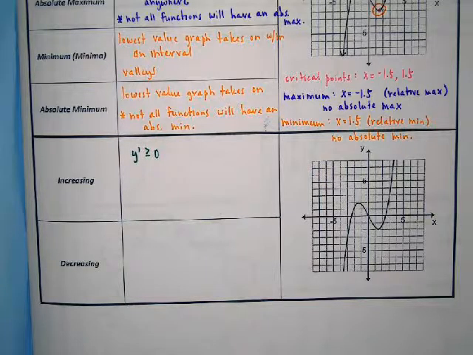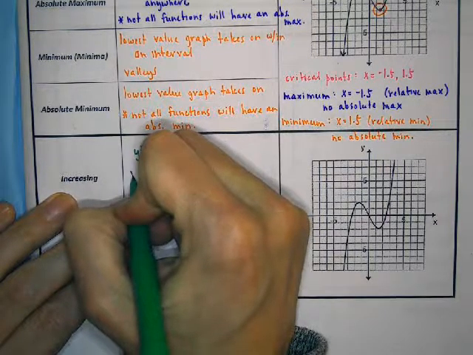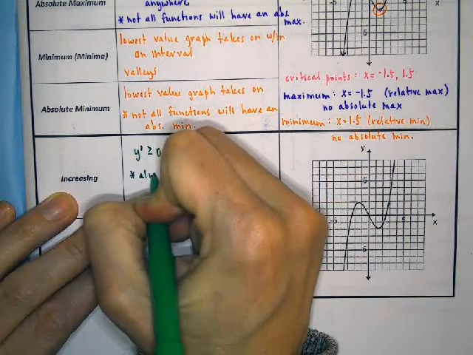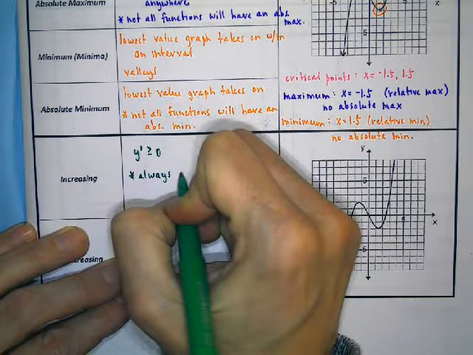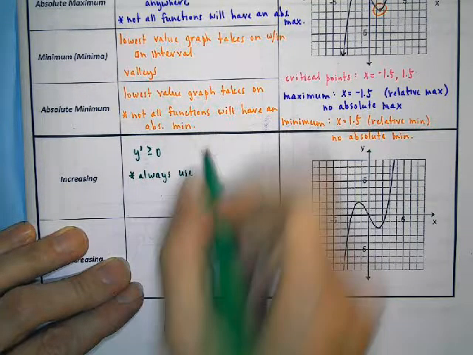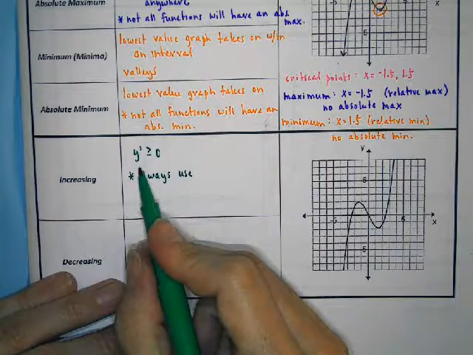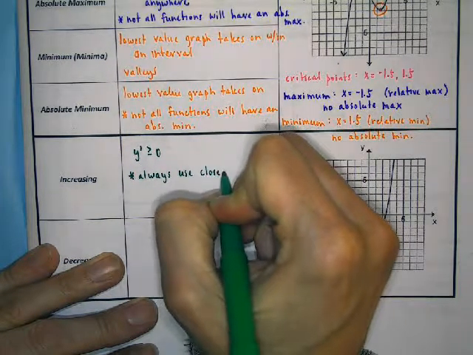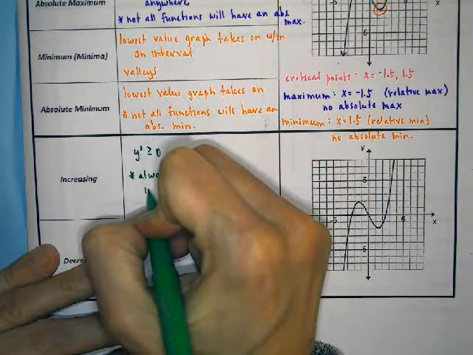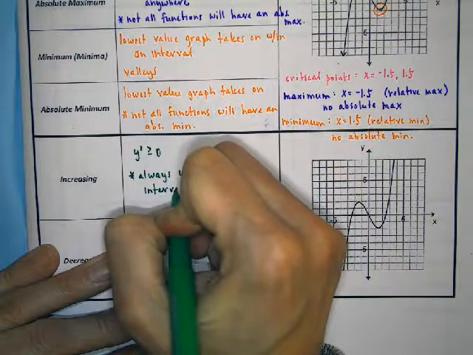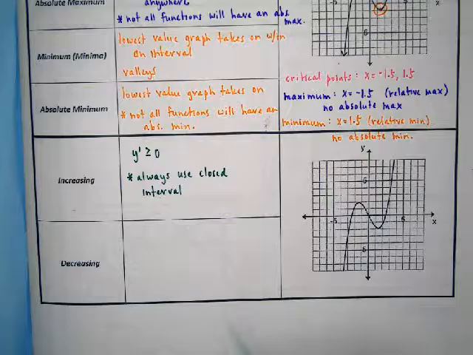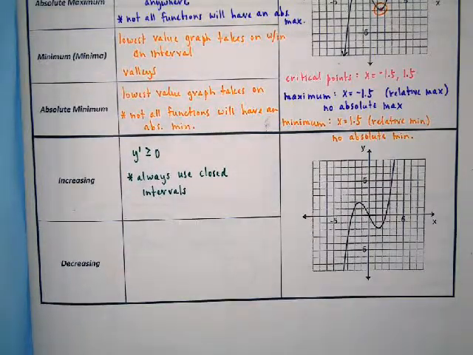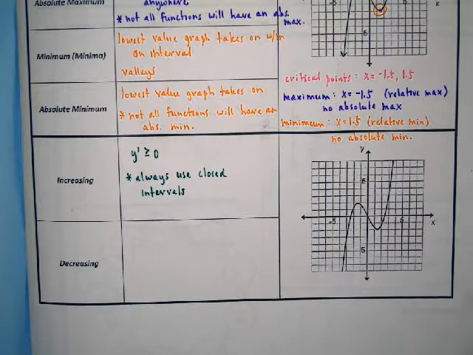And just like when we talked about position, velocity, and acceleration, we said velocity was always a closed interval. We're always going to use closed intervals when we describe increasing and decreasing. And that's why we say when the derivative is greater than or equal to 0. And again, that's just by convention of calculus. So we're always going to use closed intervals to describe where I'm increasing or decreasing.